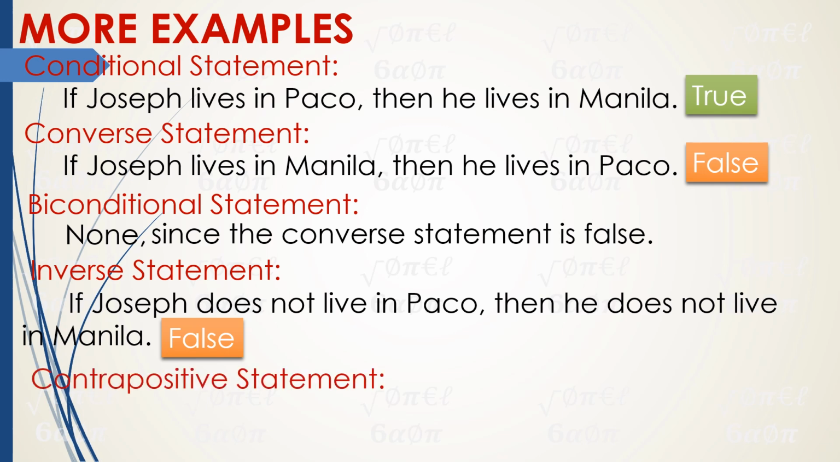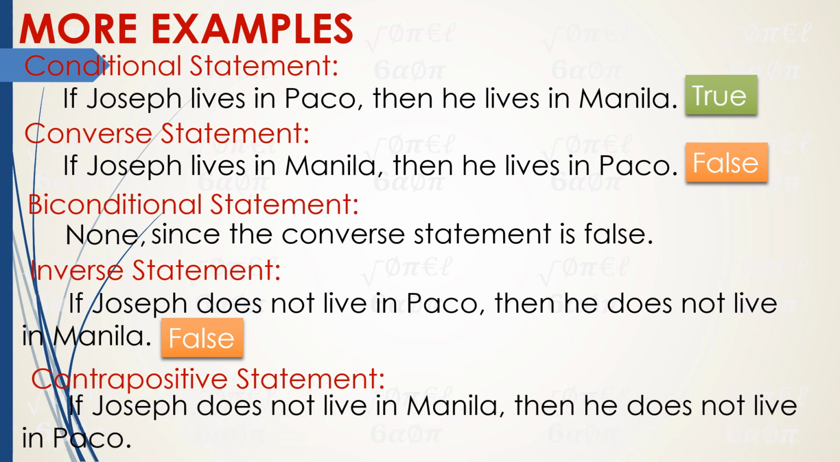For the contrapositive statement, ayan, pinagbaligtad yung hypothesis conclusion, tapos parehas nilagyan ng negation, nilagyan ng not. If Joseph does not live in Manila, then he does not live in Paco. Hindi raw siya nakatira sa Manila, kaya hindi raw siya nakatira sa Paco. So that is sure na hindi mangyayari kasi nga wala nga siya sa Manila eh. Ang tinutukoy po na Paco dito ay yung Paco Manila ha. Baka isipin ng iba ay meron namang Paco sa ibang lugar, no? Yung Paco Manila po ang sinasabi diyan. So it is a true statement.